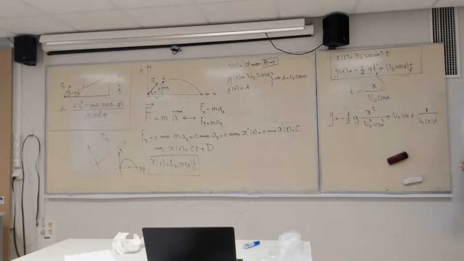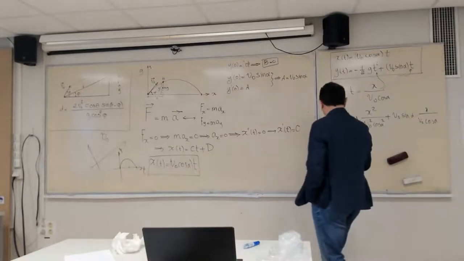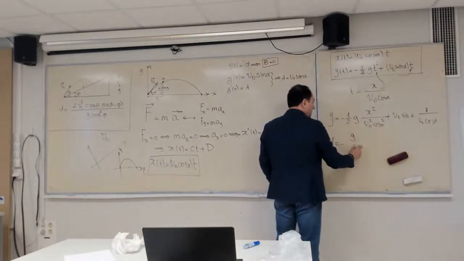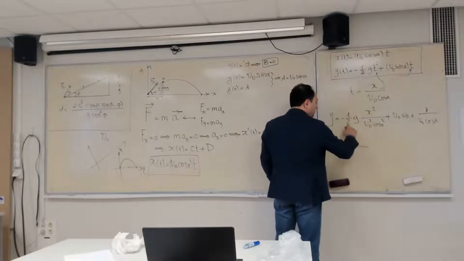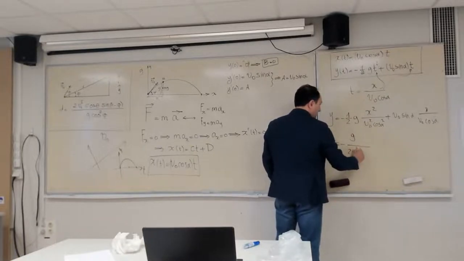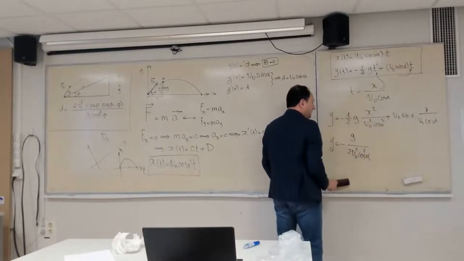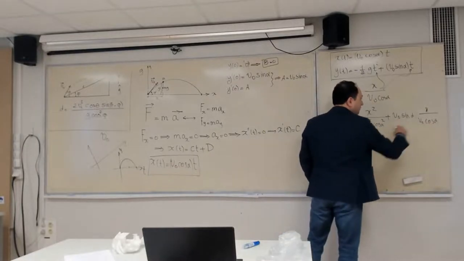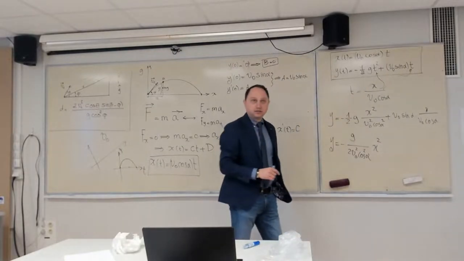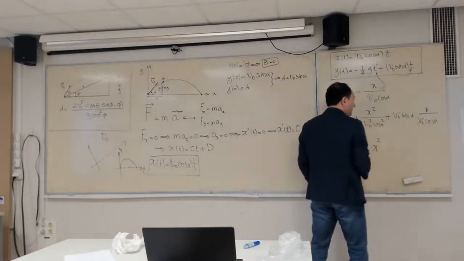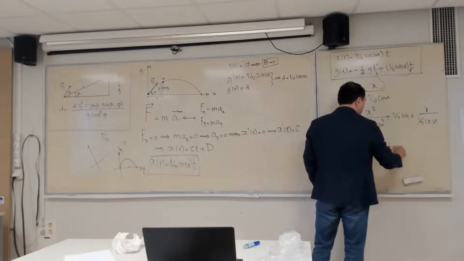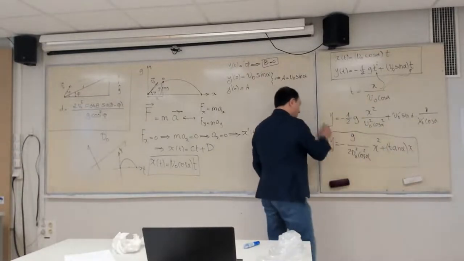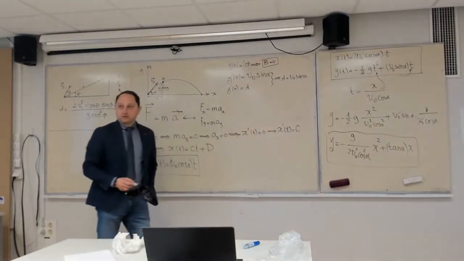But let me simplify it. That's always the case, so why should we leave it in this state? So minus G, the 2 goes down, and then I have X squared. Sine alpha over cosine alpha is just tangent alpha, and V naught here and V naught there cancel. So it becomes tangent alpha multiplied by X. This is the equation of the trajectory.